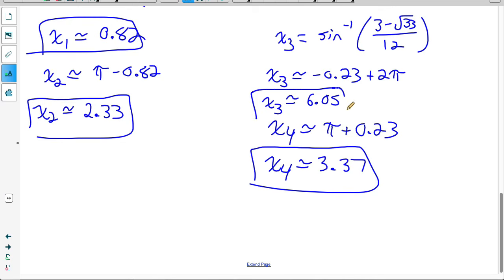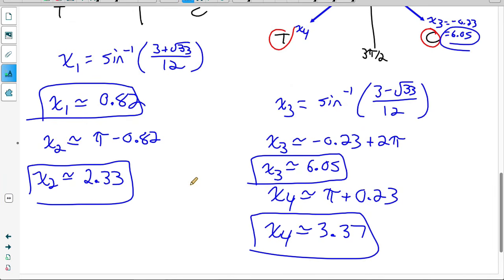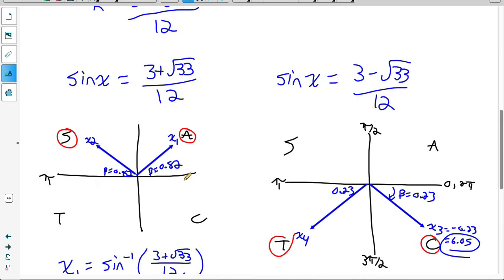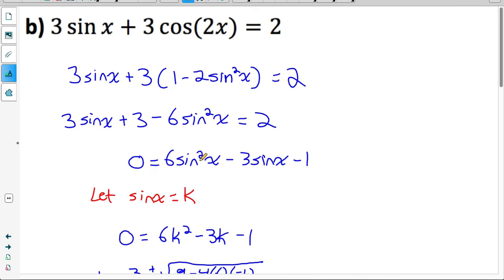So we have 4 answers. All 4 answers are between 0 and 2 pi, and all 4 answers would satisfy the original equation, which you can check on your calculator.